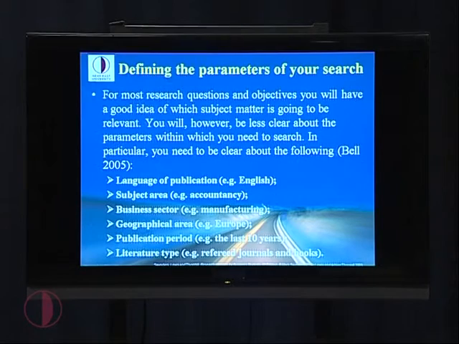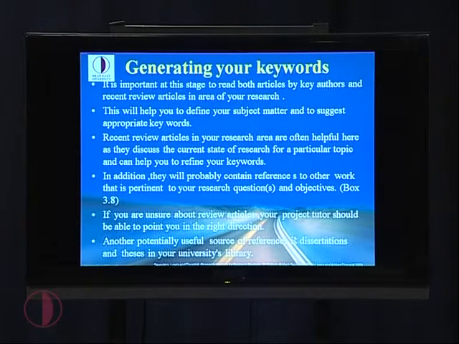What type of language of the publication are you looking for? Maybe English is not your mother tongue, so you find something to read in another language and then translate, or look for another language. Your subject area: marketing, human resource management, organization behavior. What business sector: service, manufacture. Geographic area: Europe, Middle East, America. Publication period: you look for the last 10 years of publications. The literature type: refereed journals and books.